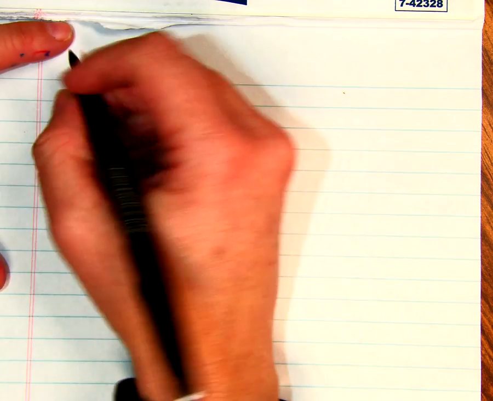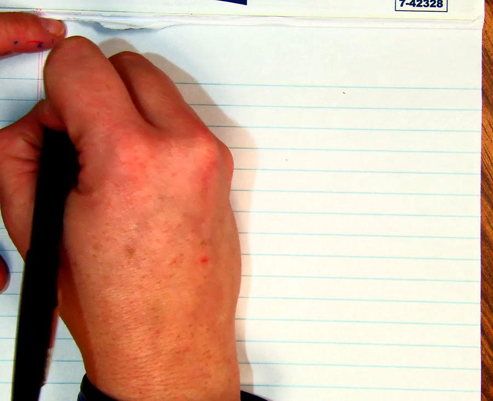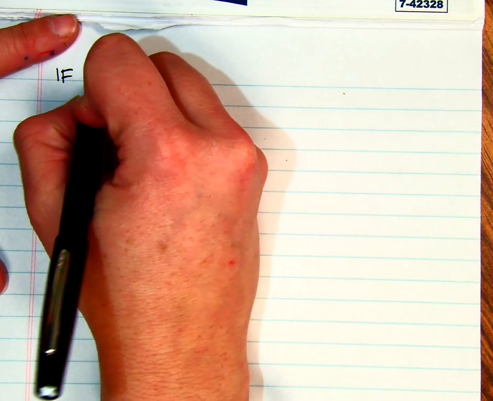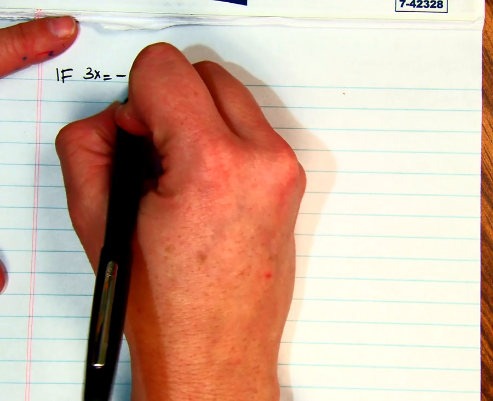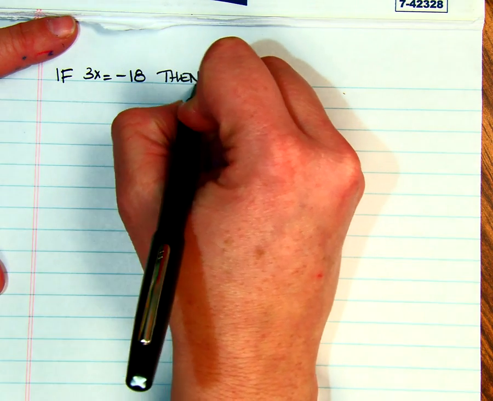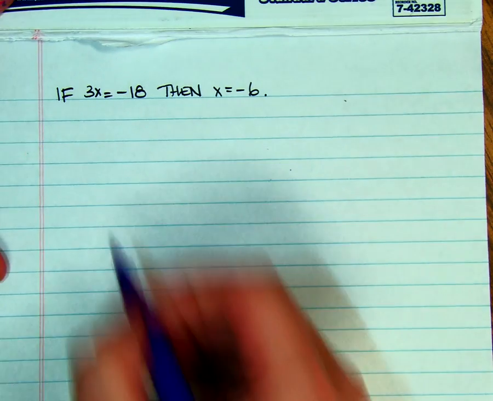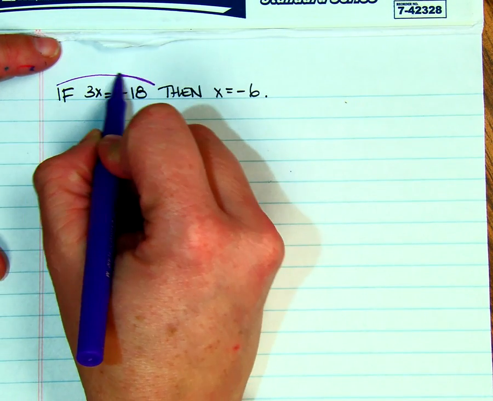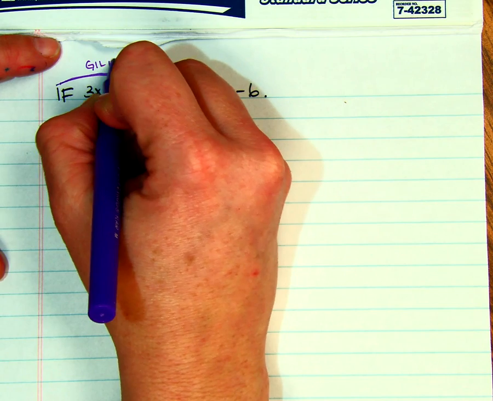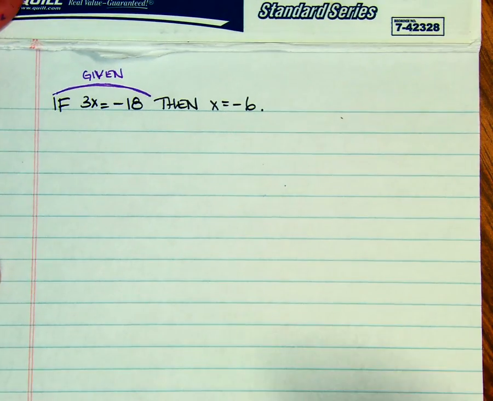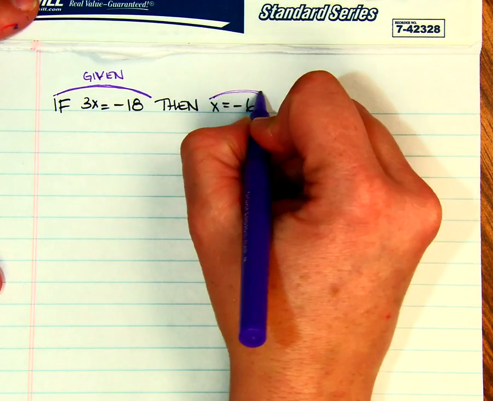Okay, the structure of a proof is very formal. Some things that we don't do a whole lot of is, for example, if 3x equals negative 18, then x equals negative 6. The if part is called the given, and the then part is called the prove.